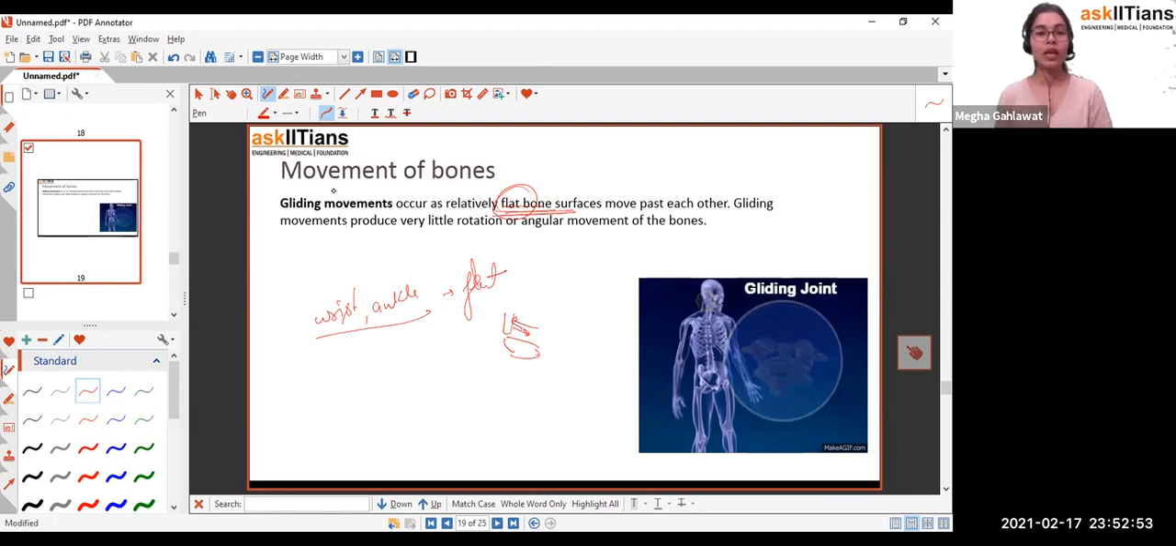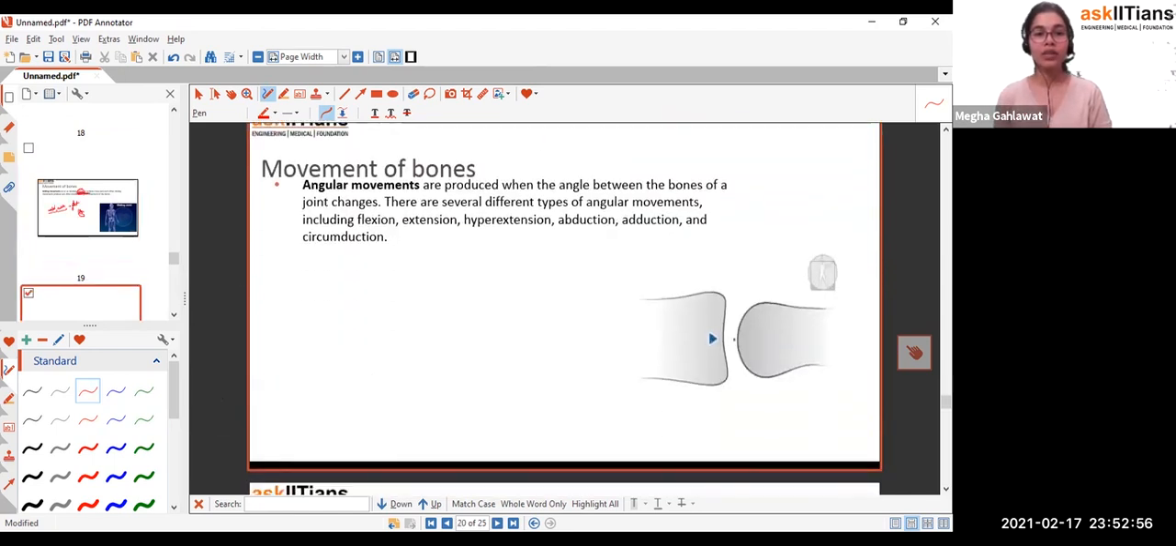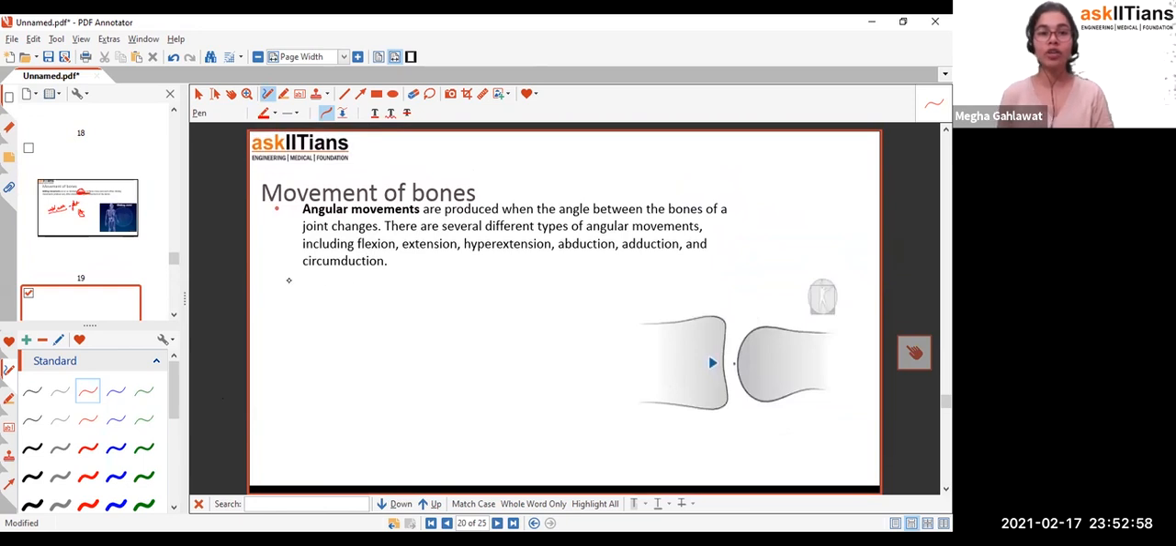All right. And next we have the angular movement. Angular movements are the movements which basically have flexion, extension, hyperextension, abduction, adduction, and circumduction. Okay, let's say if you are talking about the angular movement, we have the example of flexing of the wrist. Okay, this is the angular movement, flexing of the wrist.